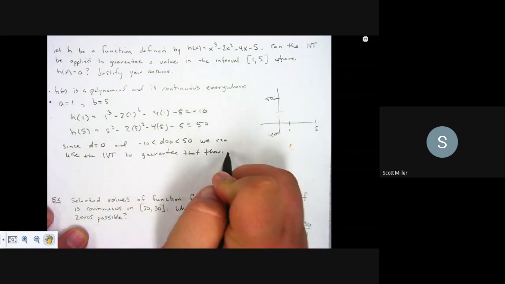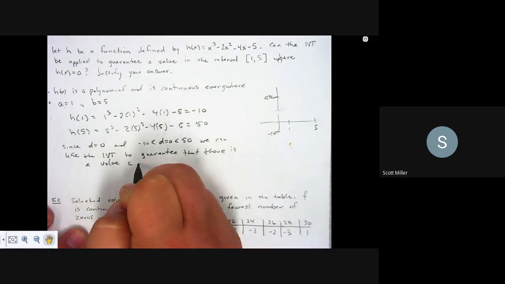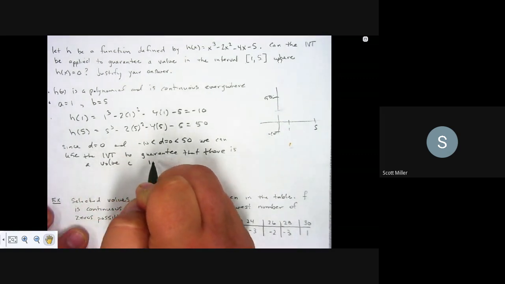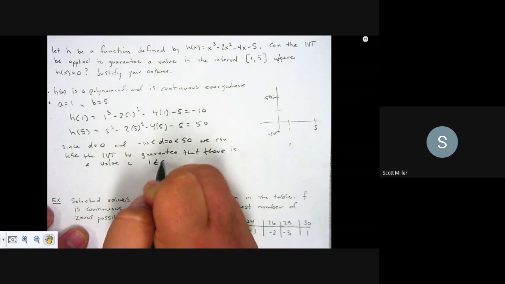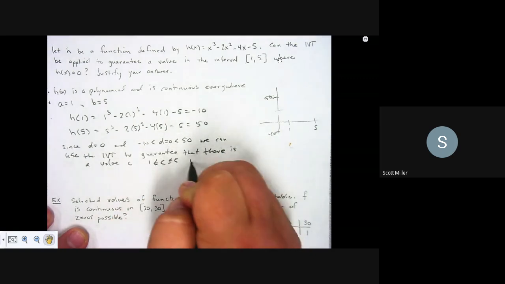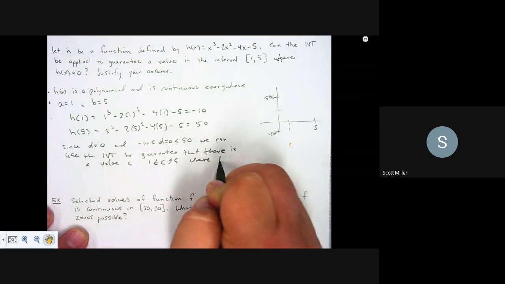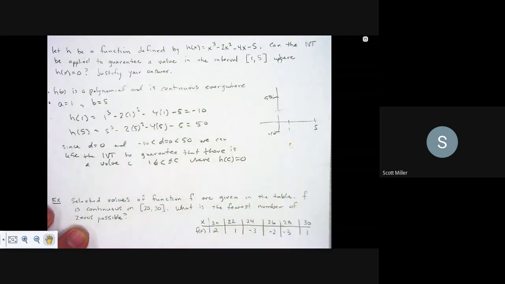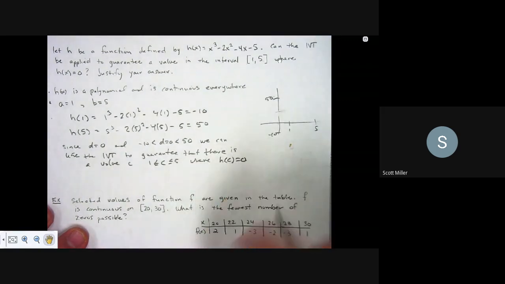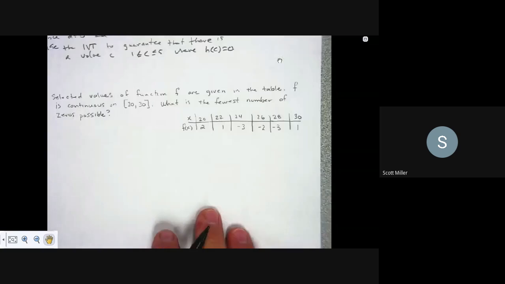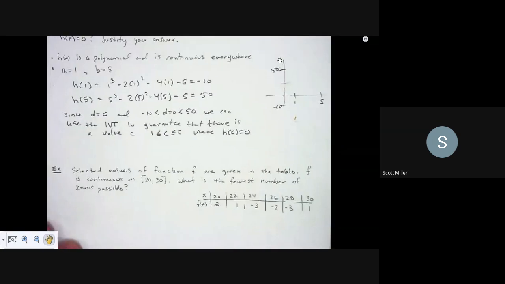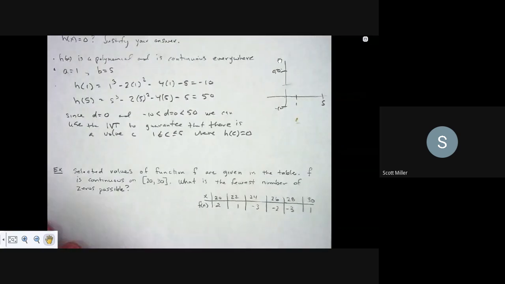that there is a value C between 1 and 5, where H of C equals 0. Okay? So that's what we have established here, and yes, we can use the intermediate value theorem. So we want to make sure that you check everything out to make sure that you can use these things. Here's the last example we're going to look at.